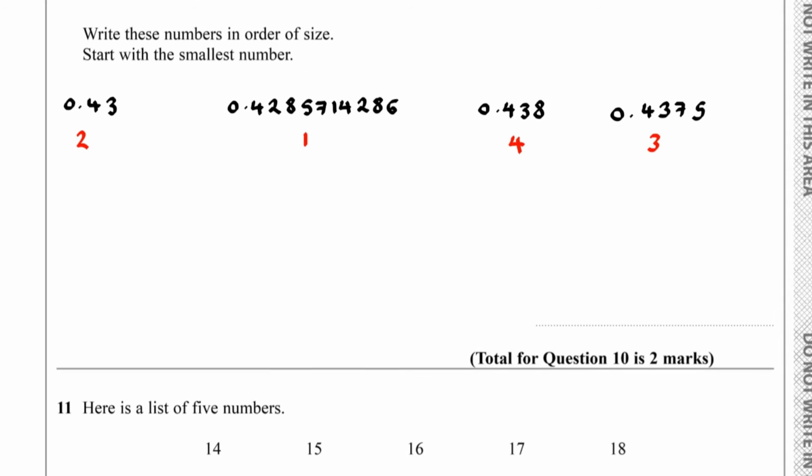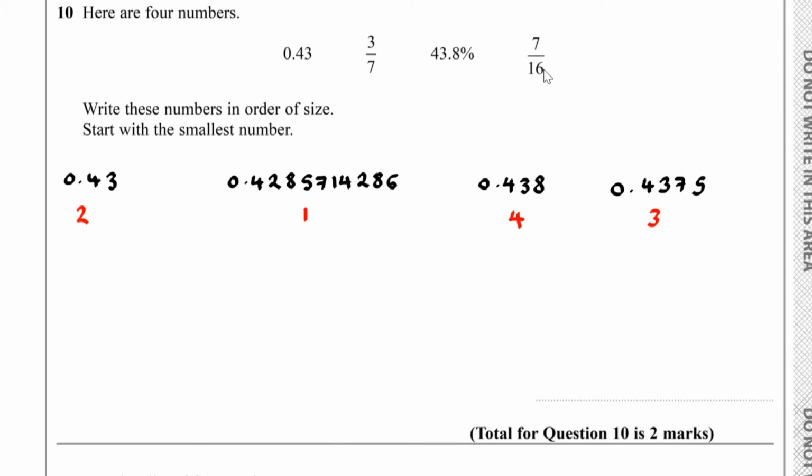So if we were to write those down in the original format, well, this value corresponded to the 3/7. After that, it was the 0.43. After that, it was this value, which corresponded to the 7/16. And after that, we had this value, which corresponded to 43.8%.